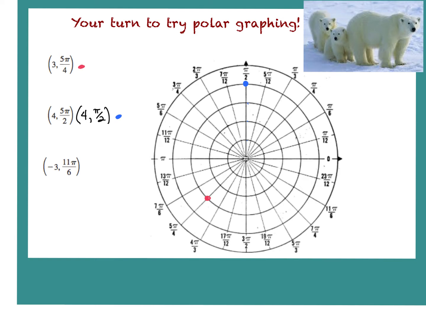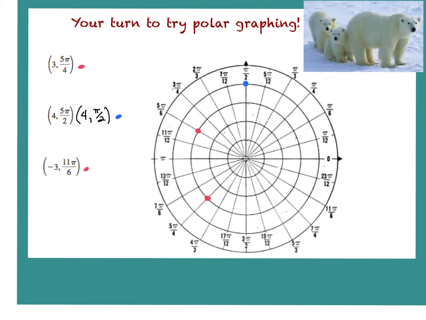All right, let's look at this next one. Now I have negative 3 for my radius at 11 pi over 6. Well, 11 pi over 6 is right here. All right. However, what kind of radius do I have going on now? I have a negative radius. So guess what I need to do? I need to go backwards. All right. So now I need to go backwards 3. And so this one would actually end up being right there.